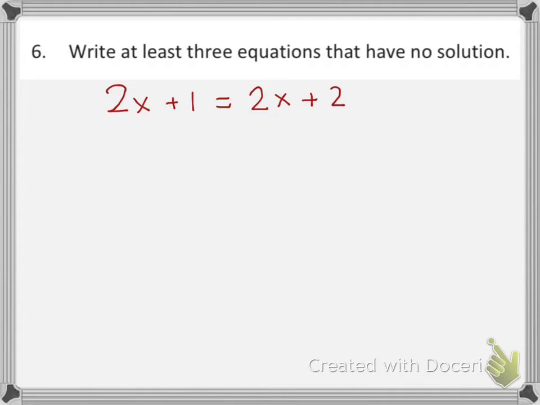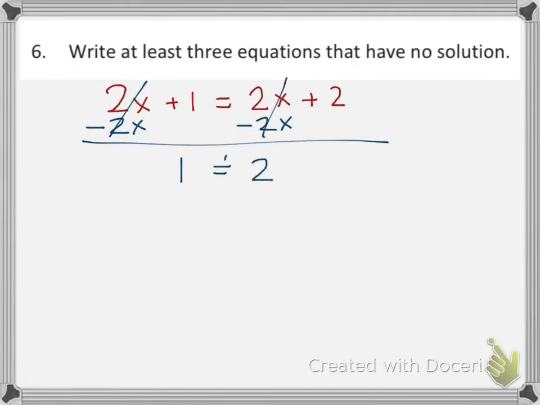That's no solution because, let me just show you if I tried to solve this. If I tried to solve this, I would subtract 2x from the left side. I would subtract 2x from the right side. These x's go away, I get 1 is equal to, these x's go away, I get 2. And since 1 does not equal 2, no solution. So that's all we have to do is make up an equation where the x's are exactly the same on both sides, and we'll get no solution.